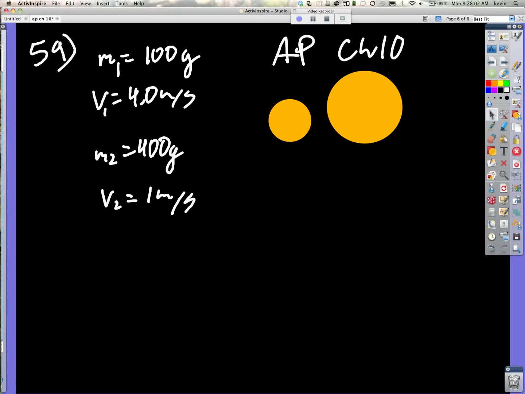MV1 squared plus 4MV2 squared equals MV1 final squared plus 4MV2 final squared. Again, I can cancel the M's, and now we get two statements, two unknowns. If we move the V1s onto one side, we get V1 minus V1 final equals 4 times V2 final minus V2. And over here, we get V1 squared minus V1 final squared, and 4 times V2 final squared minus V2 squared.